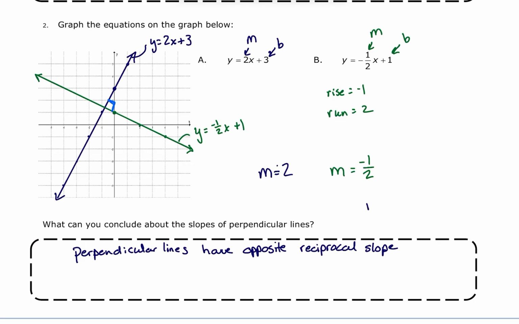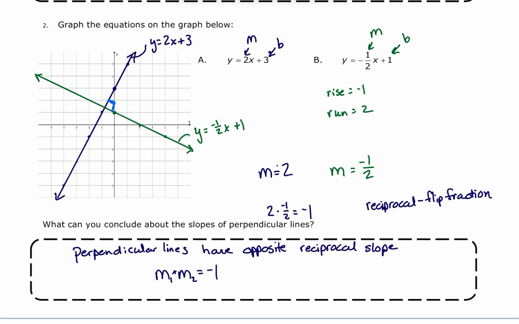Remember, the reciprocal is where you flip your fraction. And the opposite reciprocal, that tells us we're taking the opposite sign. You can check this by multiplying your slopes. So the slope of one times the slope of the other should give you -1. So if we check this, the slope is 2 times -1/2. 2 times -1/2 is -2/2, which is -1.